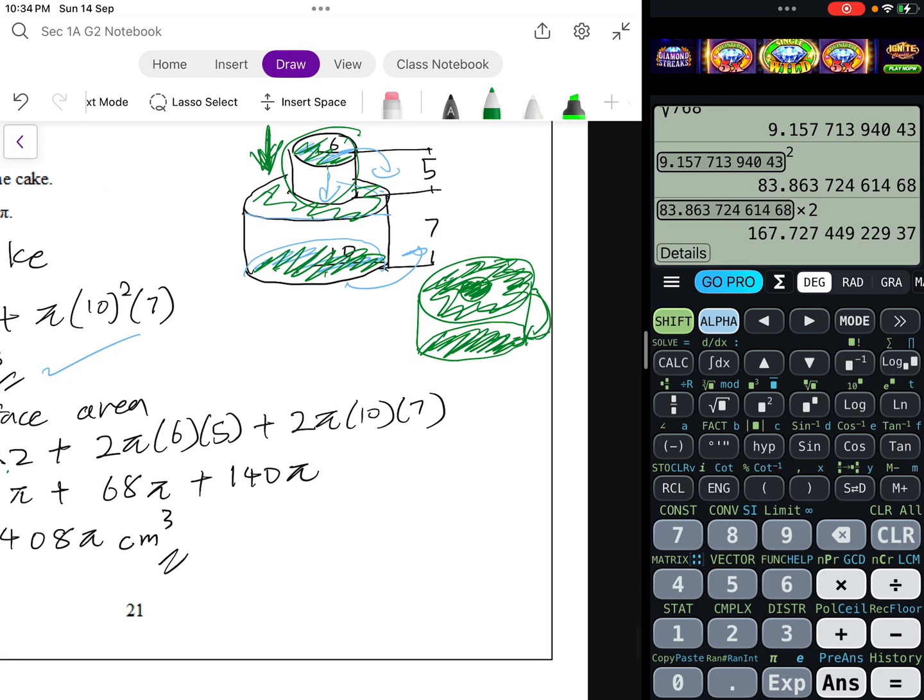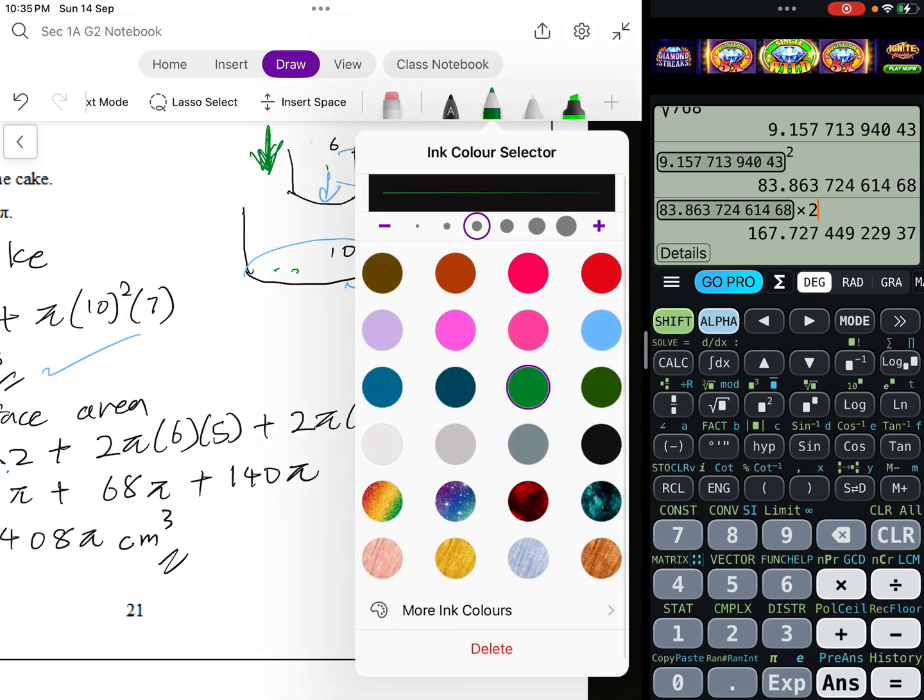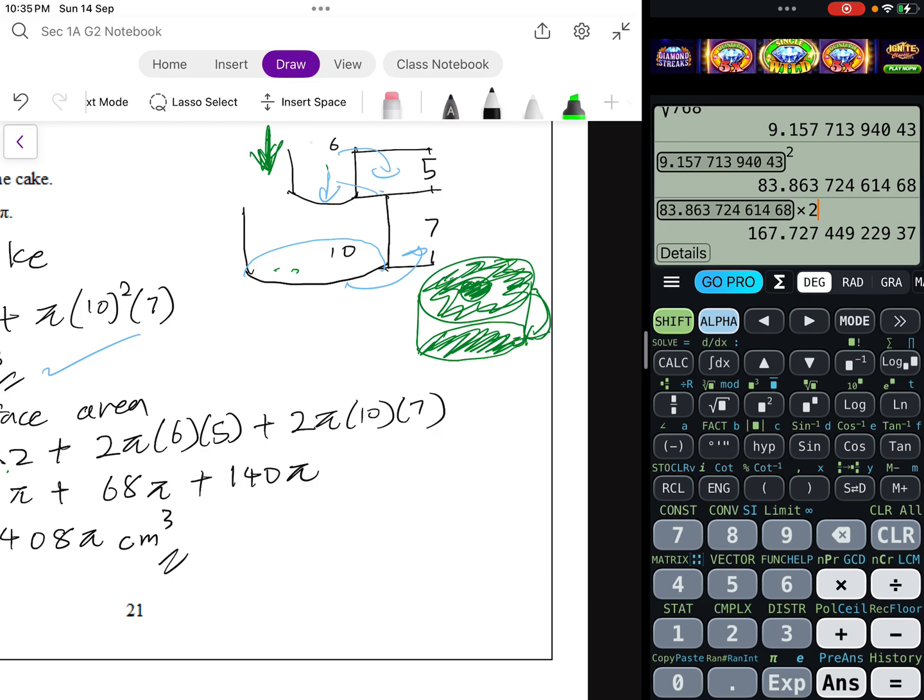Alright, but I still have to find this area here. Okay, I need to find this area, the sides one. Okay, I need to find this one. I also need to find this one.